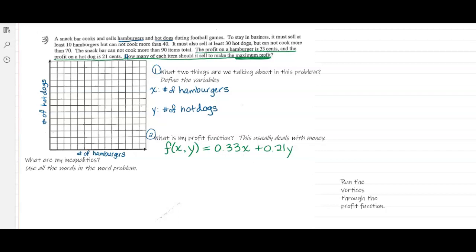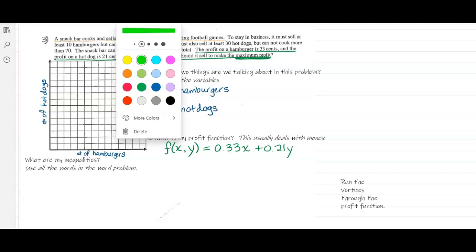Now we have some words left. You'll notice that the first sentence here, a snack bar cooks and sells hamburgers and hot dogs during a football game, is just kind of setting the scene. Typically, our first sentence is just going to set the scene. I know I can't use those words to make an inequality because it doesn't have any numbers, and it's really just giving me some background on the story.